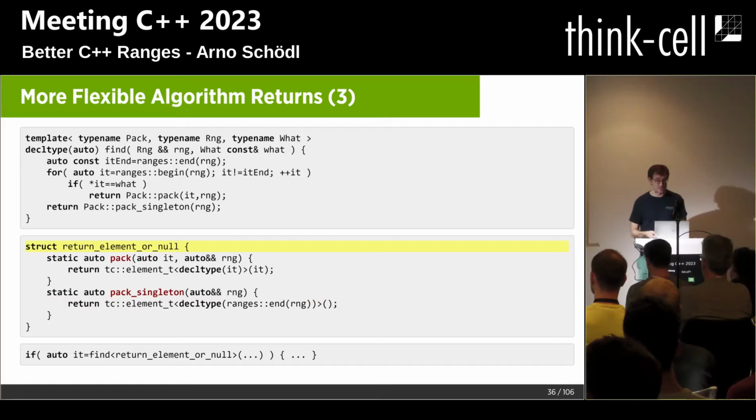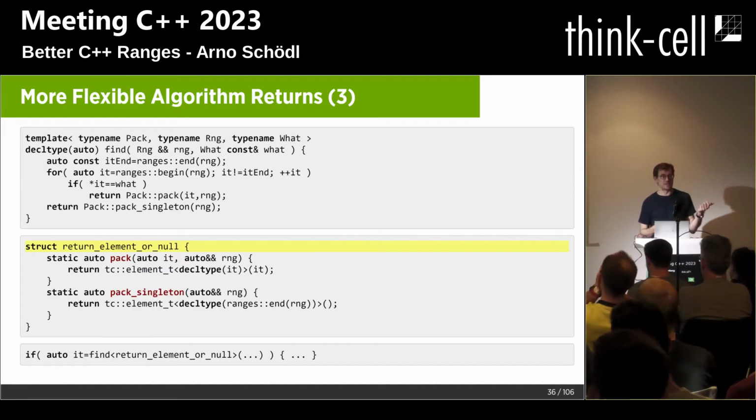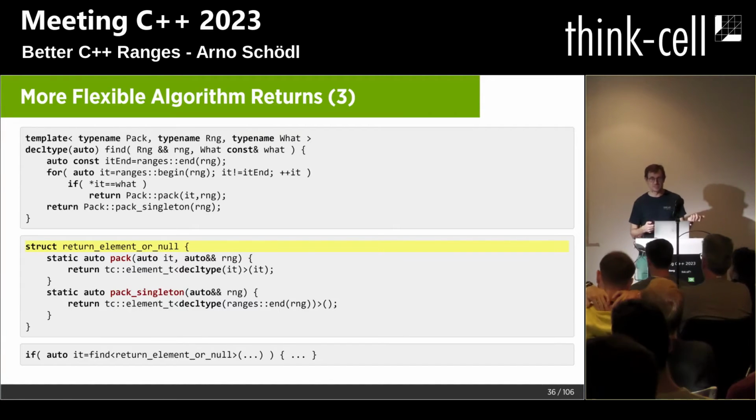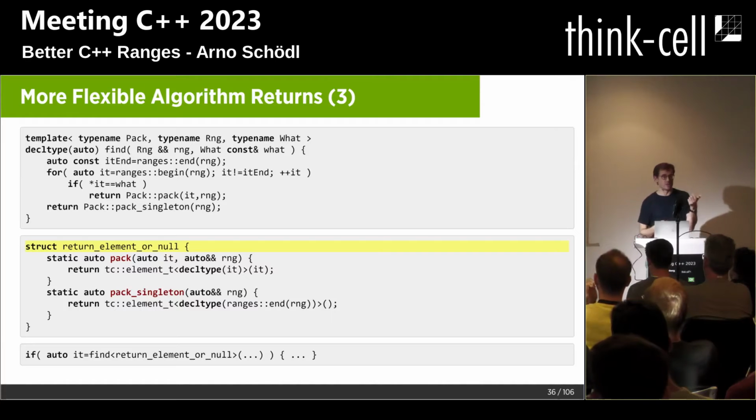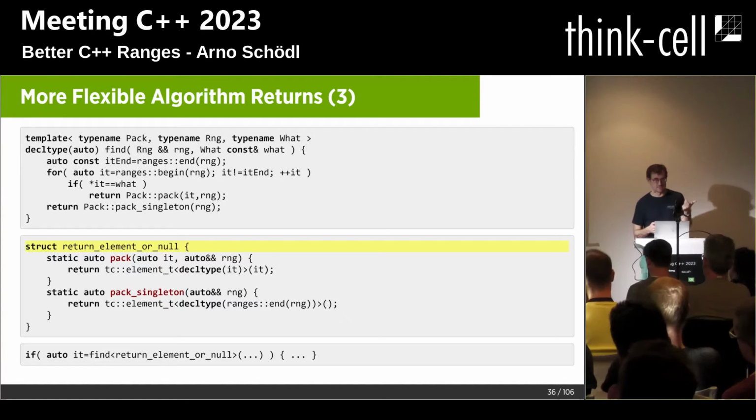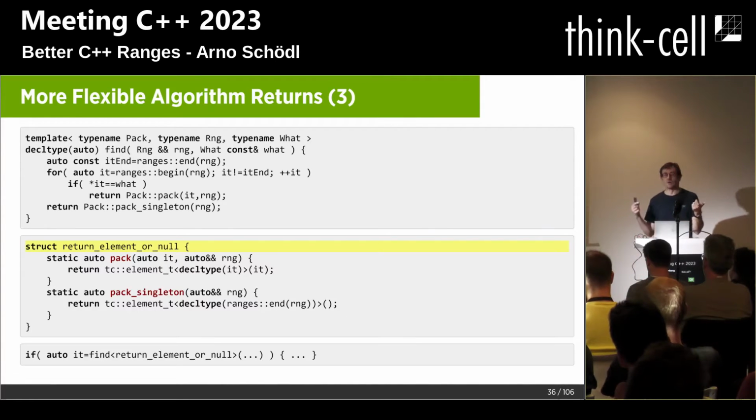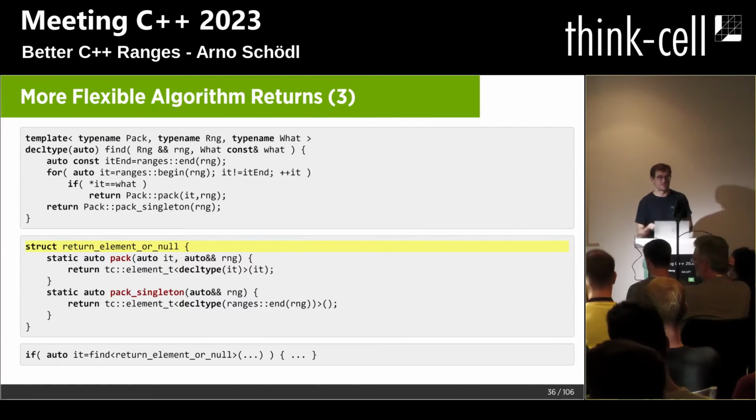We also have one version that packs up the iterator into a wrapper, an element type, which is nullable. So that you now have a nullable type being returned when the singleton case arises. So when you do a find, you can simply write if auto it = find, and then go into your branch of doing something when you found it. There's more you can do.